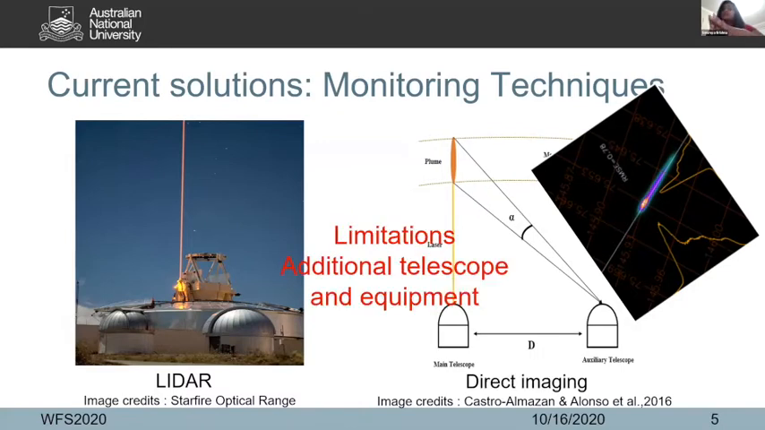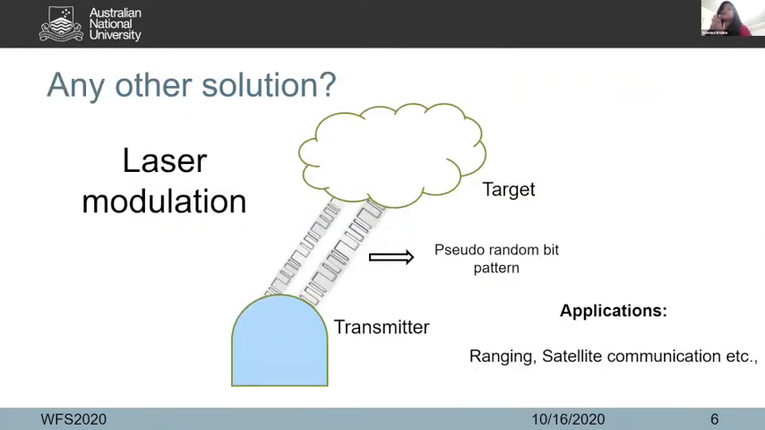In both cases, we need additional equipment. In LiDAR, we need a LiDAR. In the direct imaging, we need X-ray telescope, and we need to conduct both the operations simultaneously when we are doing the AO operation. So we need a technique which reduces this limitation. So is there any technique which has overcome this limitation? And the answer is yes.